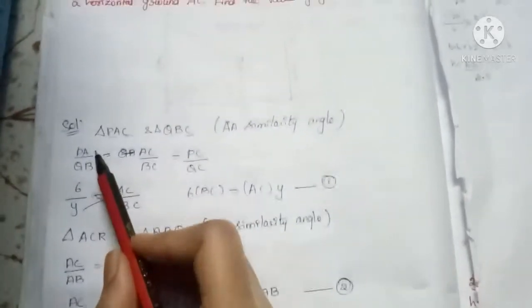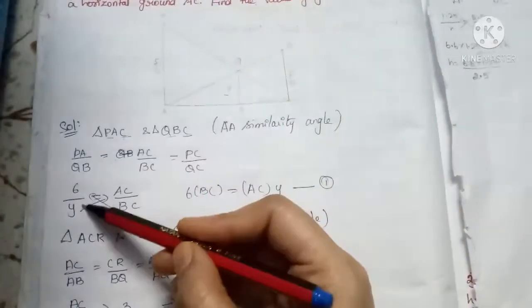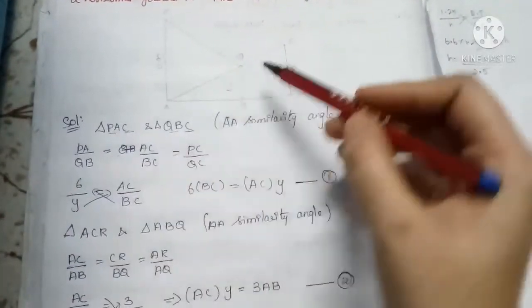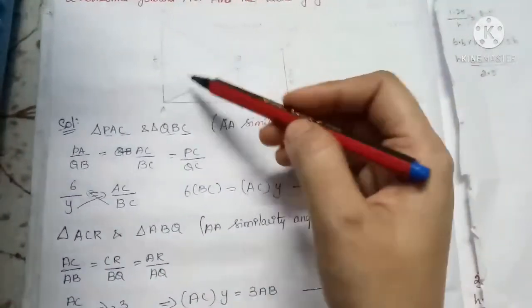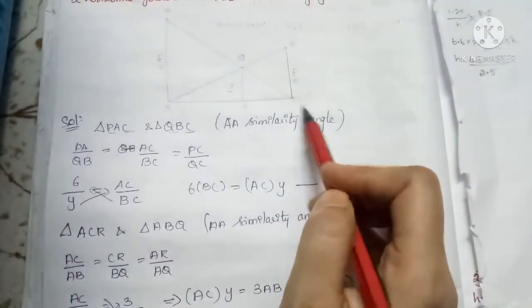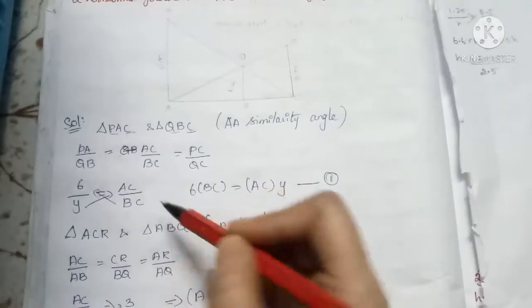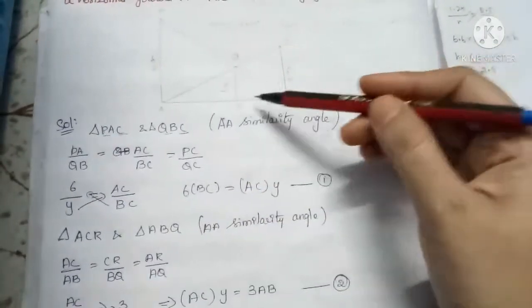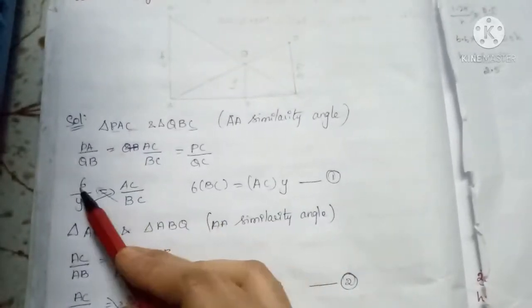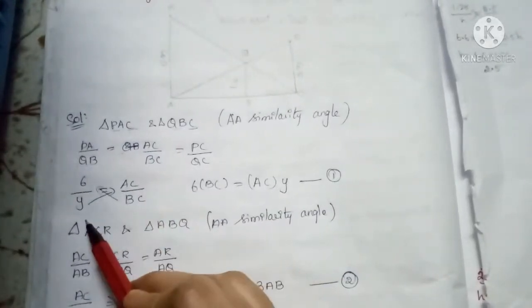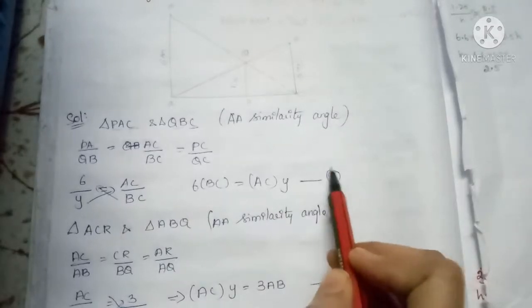Now substitute all the values. PA is nothing but 6 meters. So 6 by QB, which is nothing but Y, is equal to AC by BC. AC is AC, so write as it is, AC by BC. We don't know the values of B and C, so write BC. Now do the cross multiplication: 6 into BC is equal to AC into Y. Make it as equation 1.